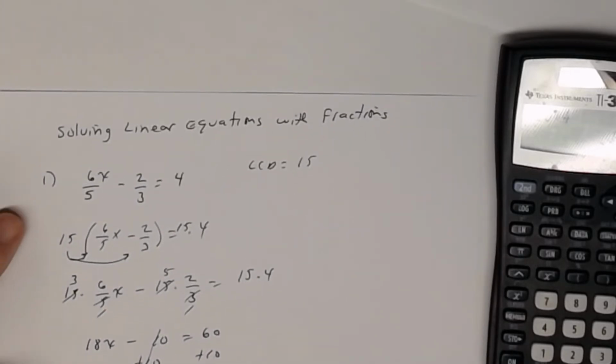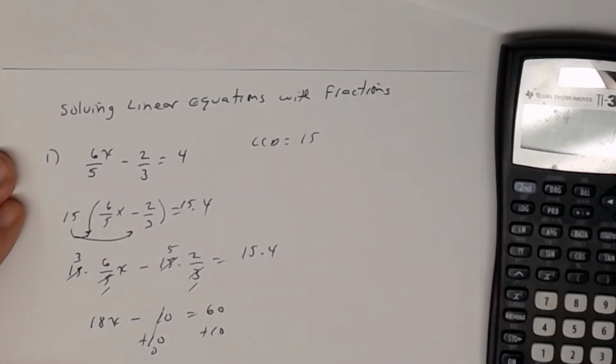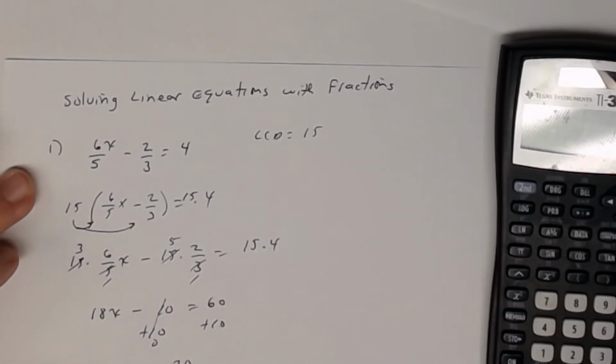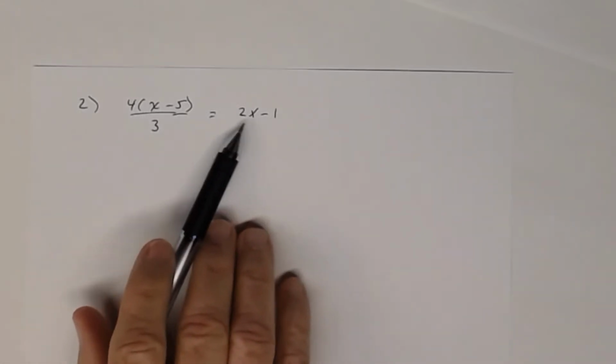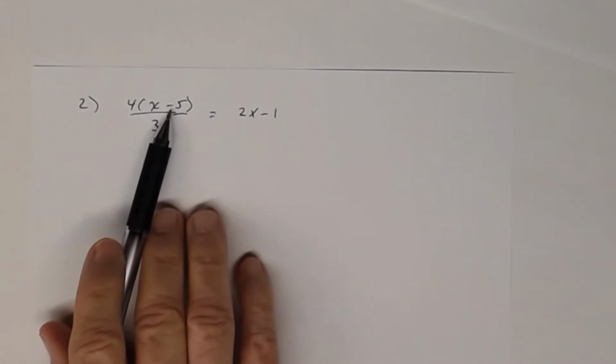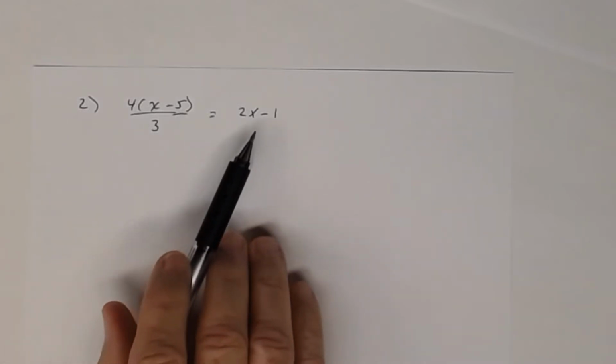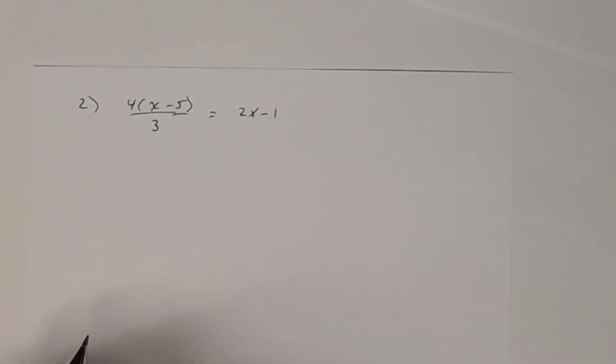So notice it was not a difficult linear equation with fractions. Pretty simple process. Let's go ahead and look at another example. All right, so number 2, we have this linear equation. We have 4 times x minus 5 divided by 3 equals 2x minus 1.